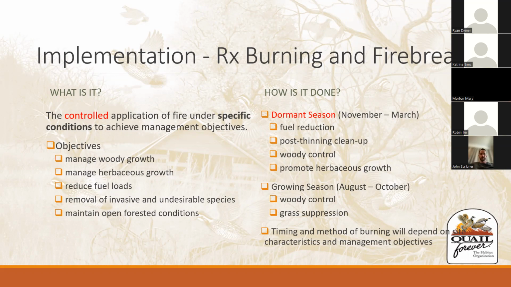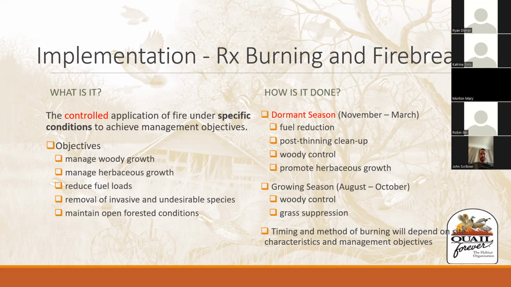So how it's done, or more when it's done, we split our year into two seasons. The dormant season is about November through March. Again, it's all weather dependent, so it could shift one way or the other slightly. We use these dormant season burns for fuel reduction and post-thinning cleanup. If you do some forest stand improvement, you can come in post-thinning and do a burn to help clean up some of that debris, for woody control, so some small woody growth that's coming in can be kept at bay, and to promote herbaceous growth through the forest floor once it's been thinned. Dormant season is the most common time when we're going to be burning our forests.